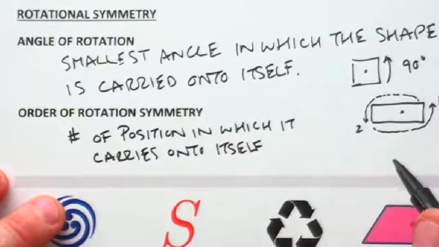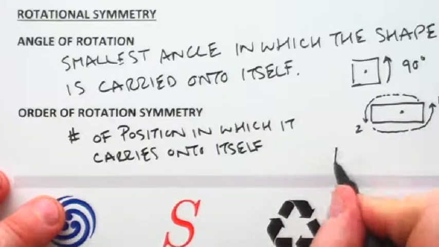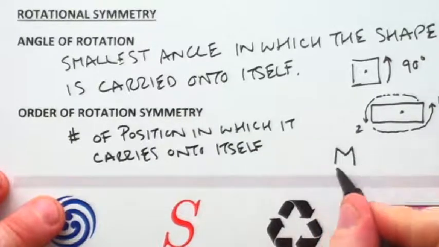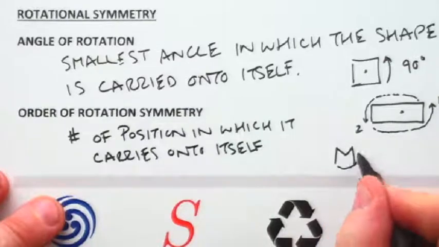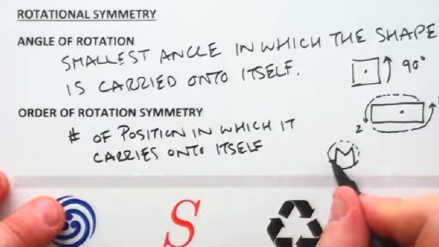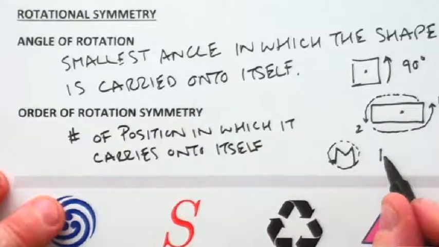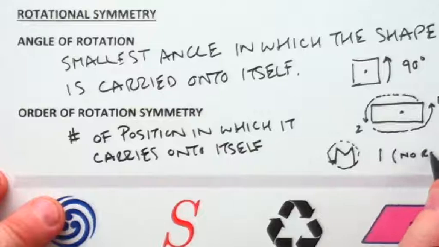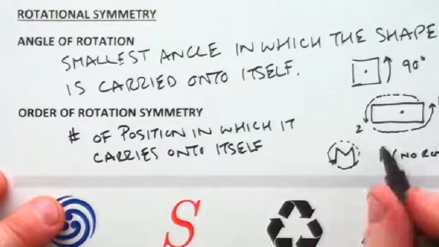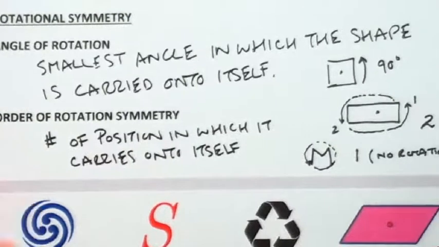Now if the shape had no rotational symmetry, let's say the letter M, and as you rotate that, it went all the way around and never rotated onto itself, it would have an order of 1. Now that's weird, to have 1 mean no rotational symmetry. But really what that means is you went all the way around and it didn't see itself.